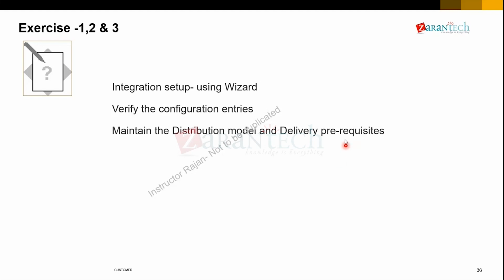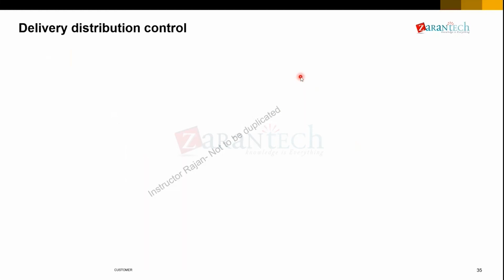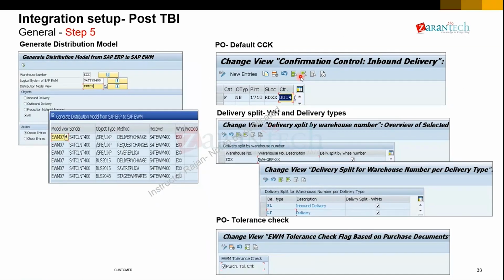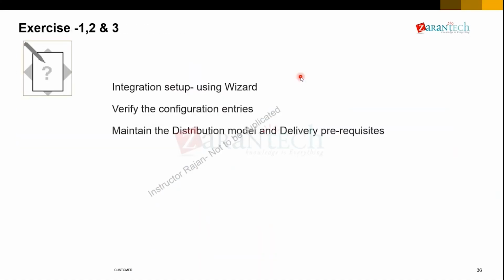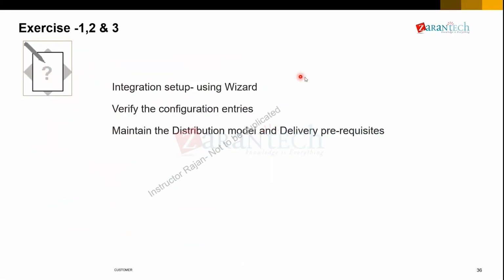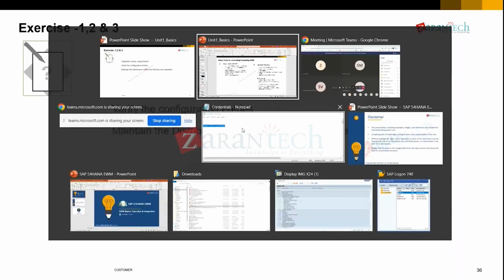And finally, we're going to verify the configuration entries, the ones we talked about in the previous slides, whether your warehouse is good enough. Basically you are checking, and if the entries are not there, you're going to maintain those entries. Right? Now let's see the three exercises. I have these exercises here.